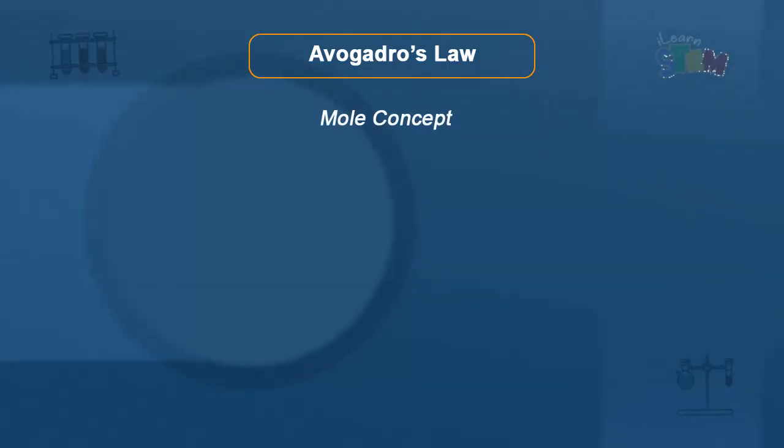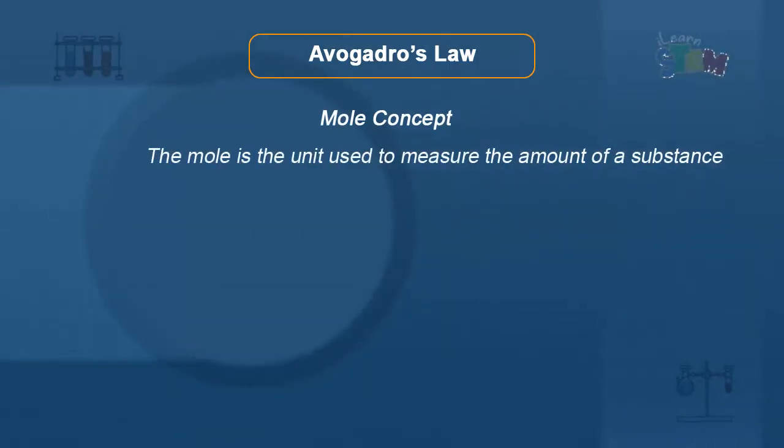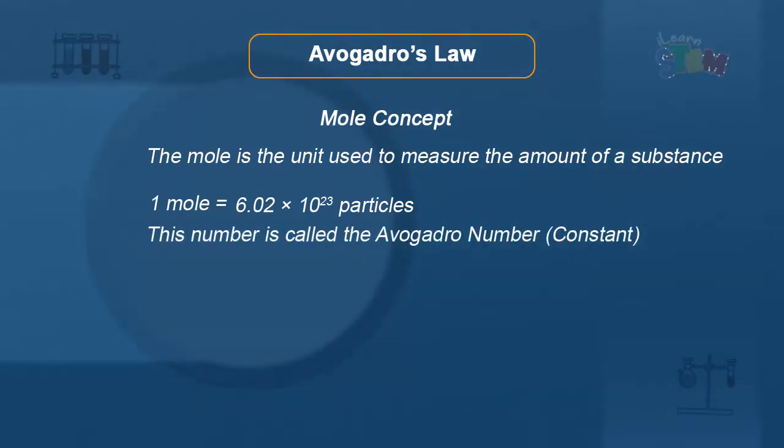Let's look at the mole concept. The mole is a unit used to measure the amount of a substance. 1 mole of any substance contains 6.02 × 10^23 particles. This number is called the Avogadro number.